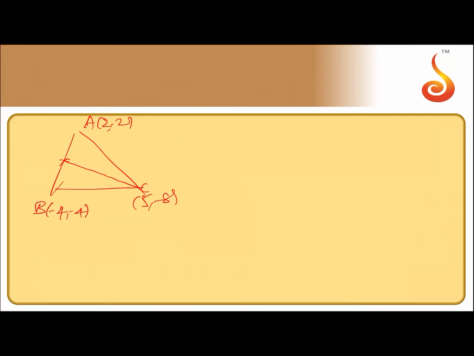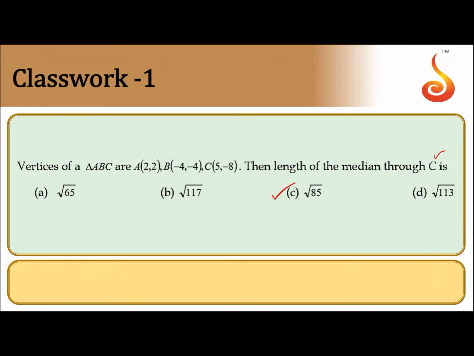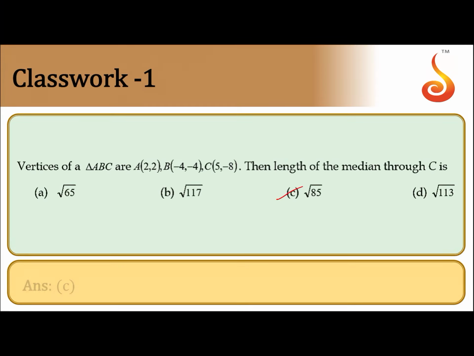AB midpoint is equal to ((2-4)/2, (2-4)/2), which is (-1, -1). I hope it is minus 4 only. So 2 minus 4 is minus 2, so minus 2 by 2 is minus 1. So the distance is nothing but the length, which is under root 36 (6 square) plus 49 (7 square). So I hope you'll be getting 85. So root 85. So the answer for this problem is root 85.